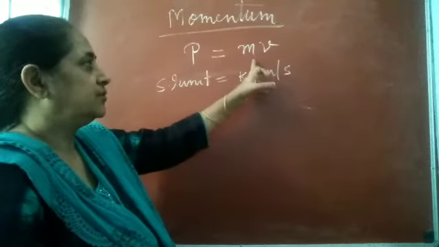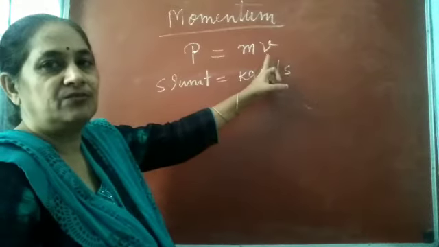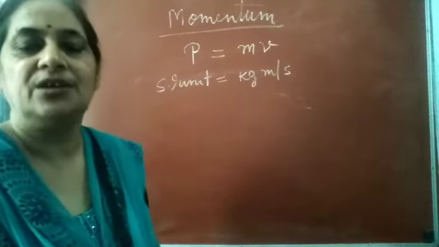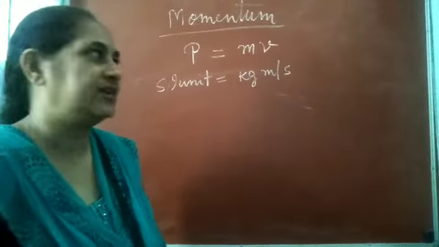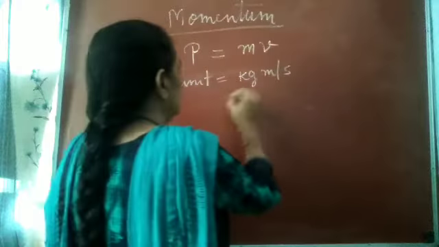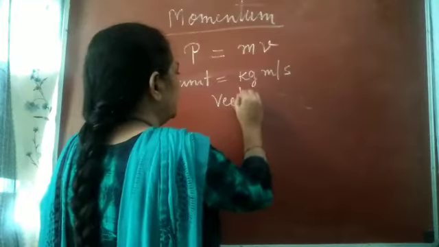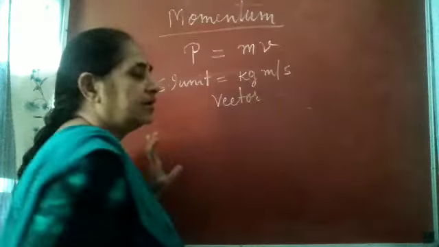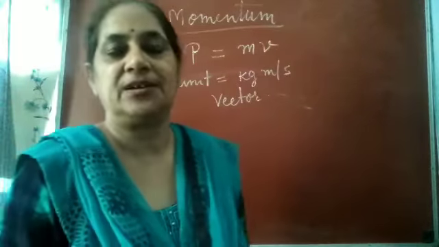Momentum is the product of mass and velocity. Velocity is a vector quantity, so momentum is also a vector quantity.